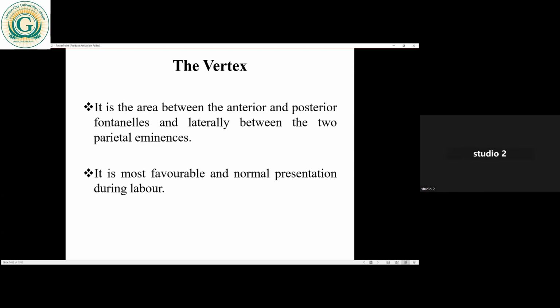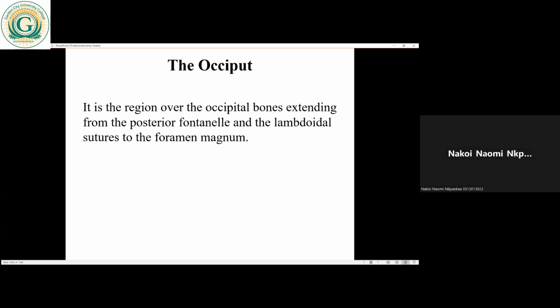Then we have the vertex. Vertex is between the two fontanelles, anterior and posterior fontanelle, on the fetal skull. That region we call the vertex, literally between the two parietal bones. It is the most favorable and normal presentation during labor. When the baby is coming, it should come with the vertex. When it comes with the vertex, then we know the baby is well flexed. But when it doesn't come with the vertex, it comes with the brow, it means the baby is deflexed.